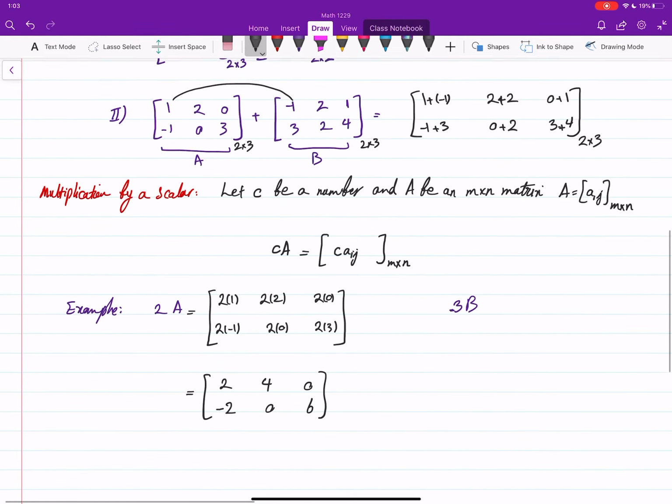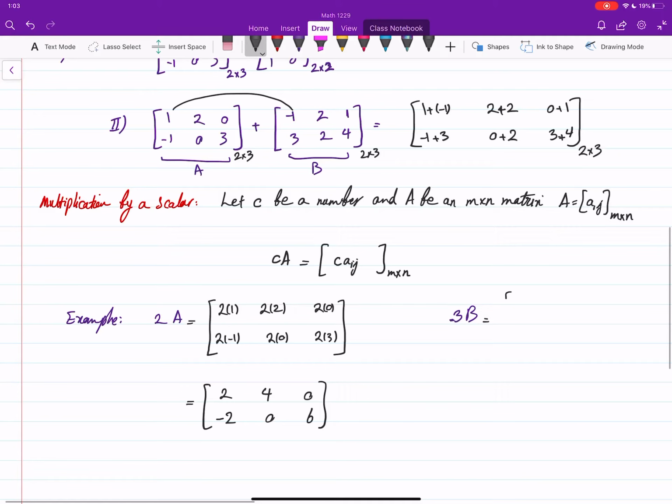How about this other one? Well, let me just write it. Negative 3 times negative 1 is 3, negative 6, negative 3, negative 9, negative 6, and negative 12. This is negative 3 times B.